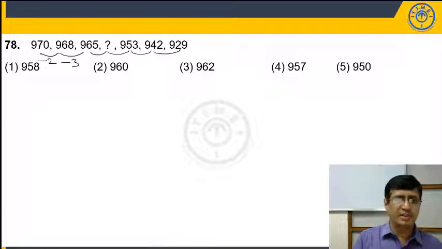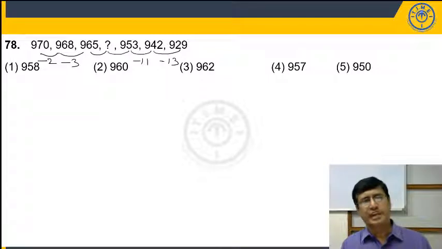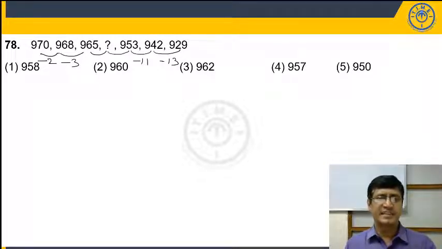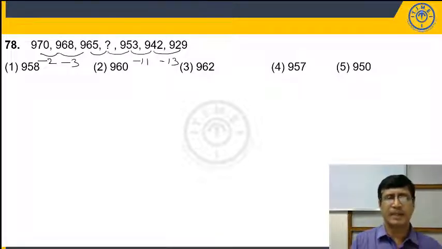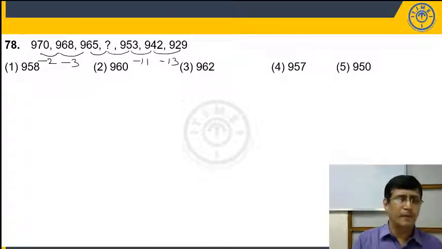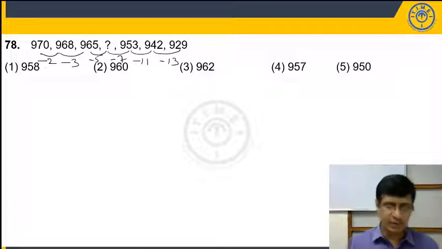So what about 953 minus this value? How much is it? It is minus 11. And what about this? It is minus 13. So minus 2, minus 3, two blanks are given, minus 11 and minus 13. Just fill the blanks by using the logic. It may be prime numbers. Yes or no? Right, it's prime numbers. What are the prime numbers here? 2, 3, 5, 7, 11, 13 and so on.